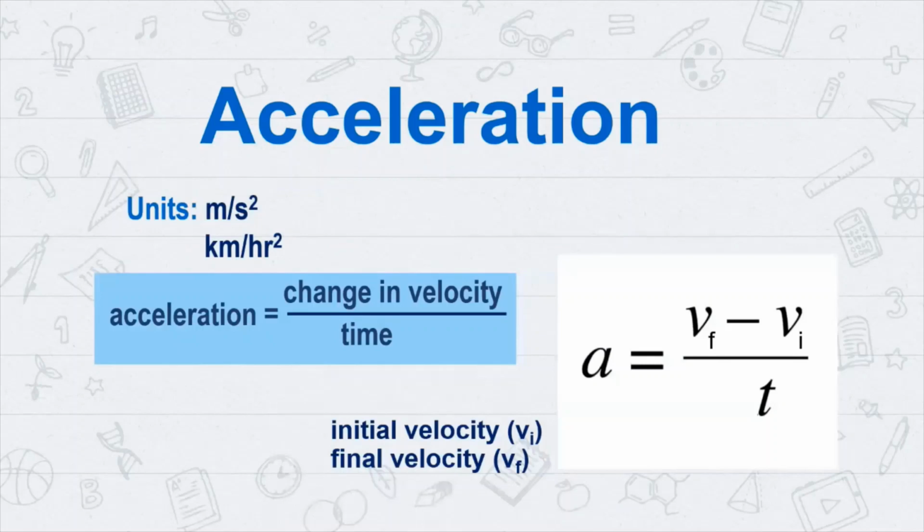Units for acceleration include meters per second squared and kilometers per hour squared. To solve for acceleration, we divide change in velocity by time. And to get the change in velocity, we will subtract the initial velocity from the final velocity. Are you ready to solve another problem? Okay.